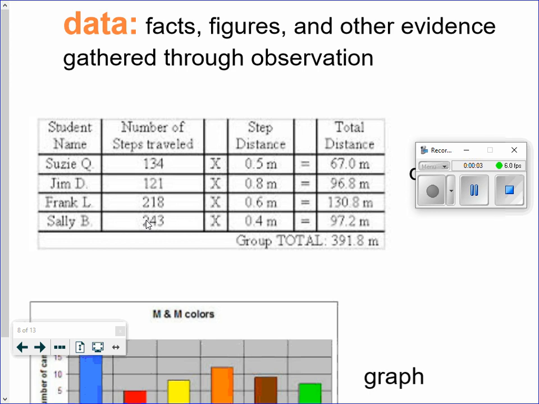Okay. So last word, data: facts, figures, and other evidence gathered through observation. And so data is always recorded in a data table, like ones that we've practiced, and like this one. Data tables are designed to organize, record, and remember our data. And they're very important because they allow us to make sure we keep everything straight, don't confuse any of our facts, and see patterns when we have it all nice and organized.